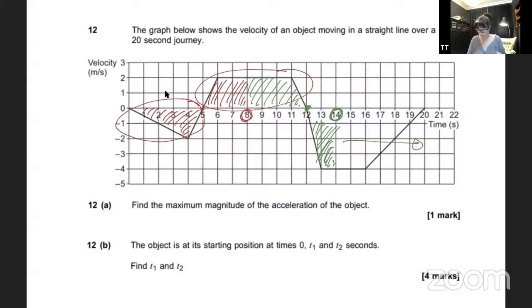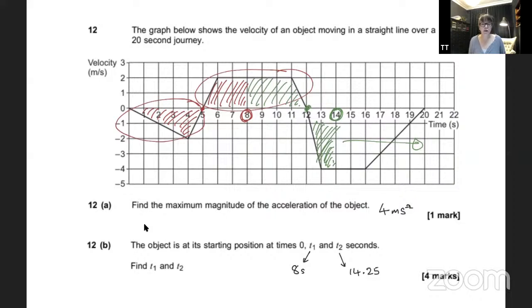Okay. So the answer to the first one is 4 meters per second squared. And for the second one, randomly, I did choose the right point. T1 is 8 seconds. Those red areas are the same, and that was completely random. And then T2 is 14.25. So I wasn't far off with my guesses of the areas.